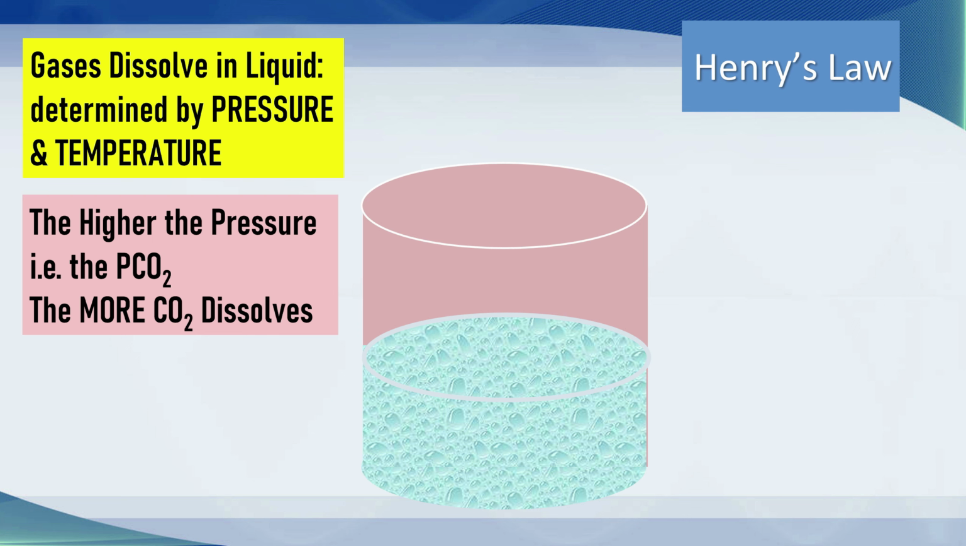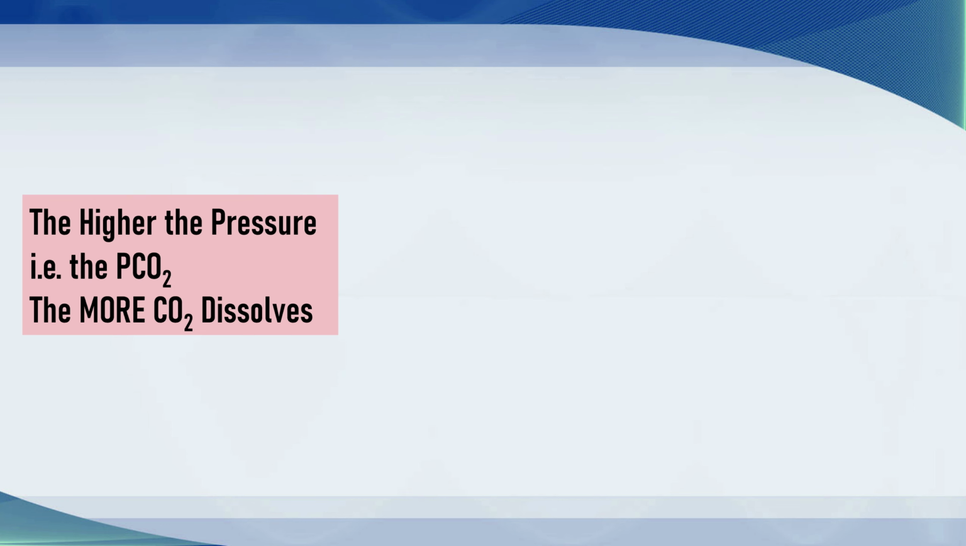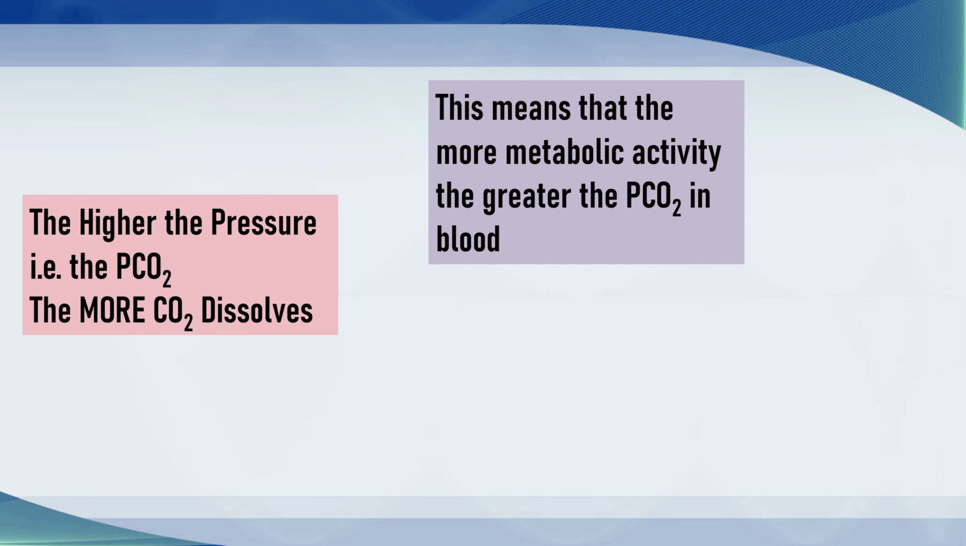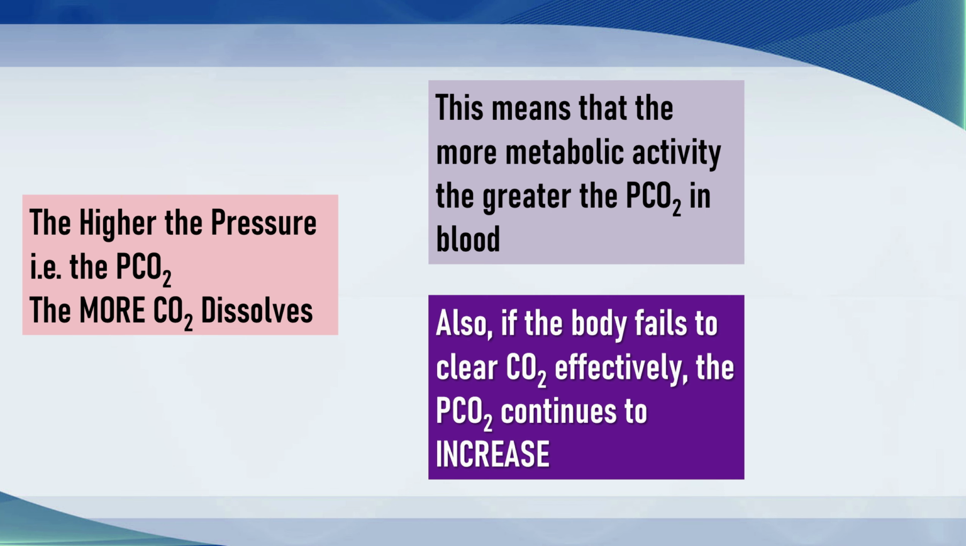And what that means is that if the tissues are making carbon dioxide, the more carbon dioxide gas that's made, that CO2 travels outside of the cell into the interstitial space and into the blood, and it dissolves in the blood. And the higher the partial pressure of that gas that's produced, the more CO2 that's in the blood. And that's why you can measure carbon dioxide using a blood gas machine. So the higher the pressure, the more CO2 dissolves. And the more metabolic activity, the greater the pCO2 in the blood. So CO2 is a great measure of metabolic activity. Also, if the body fails to clear CO2 effectively, the pCO2 will continue to increase. So that's pressure.